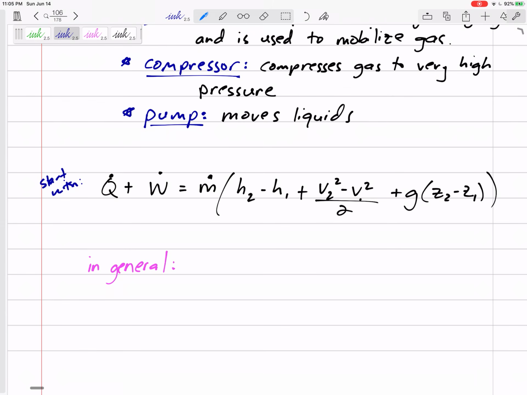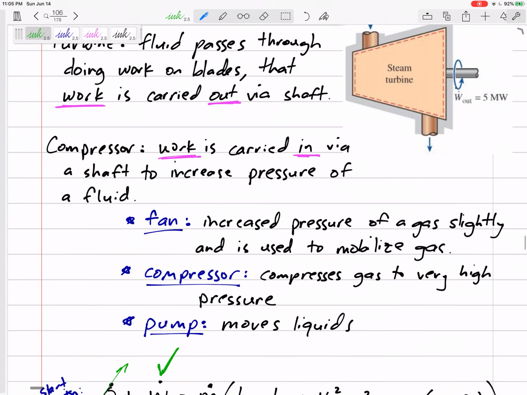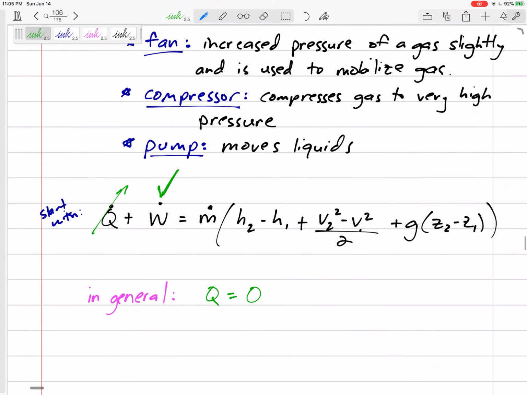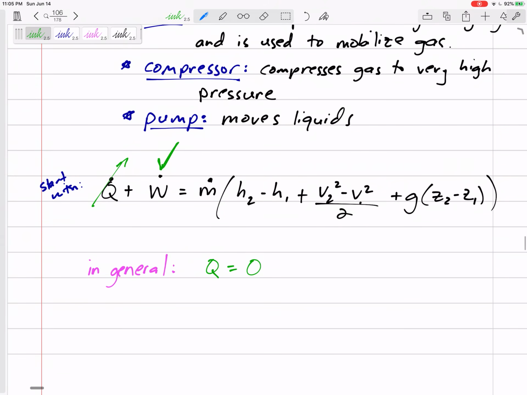So we're starting with this because it's steady flow, one inlet, one outlet. We can start with this one. In general, 75% of the time, there's no Q. There definitely is W. That's the whole point of a turbine, is to get the work out. And for a compressor, you definitely have to put the work in. There's always going to be H for all these steady flow device problems.